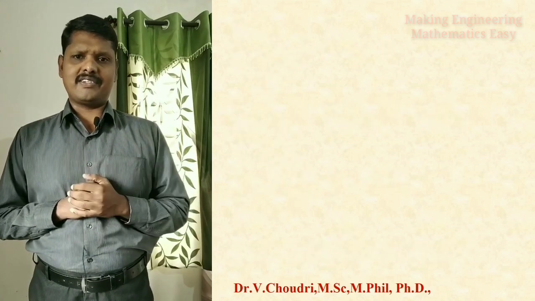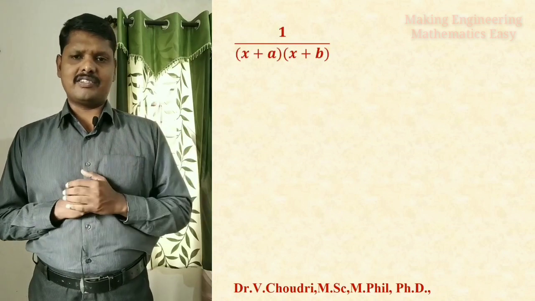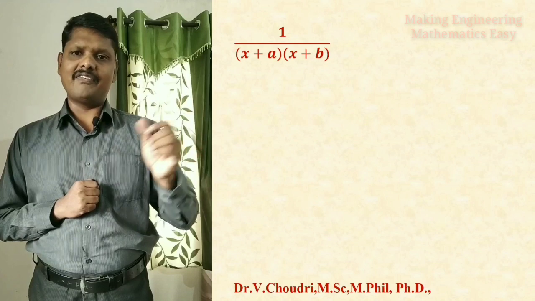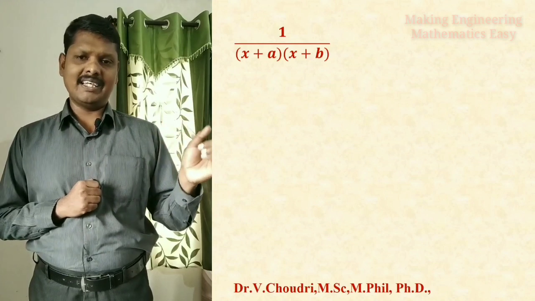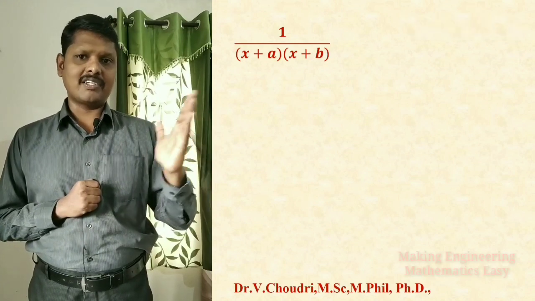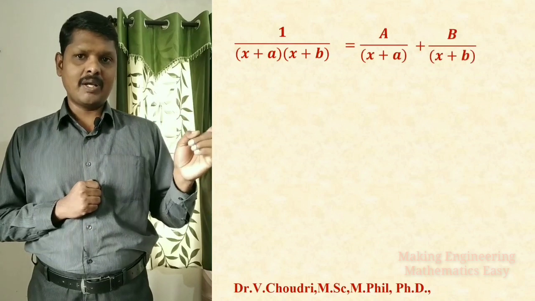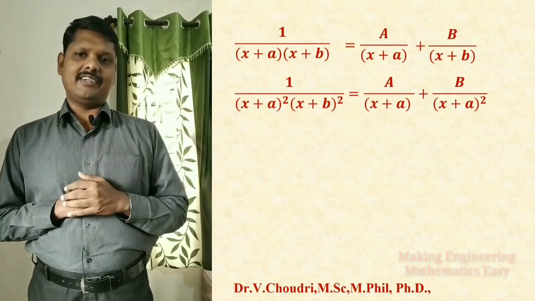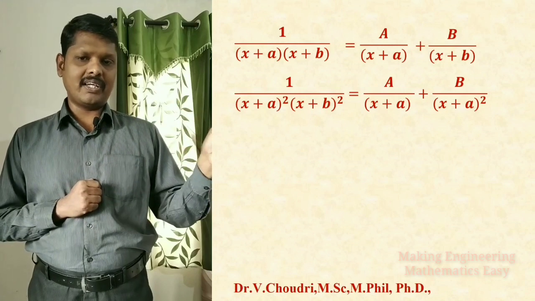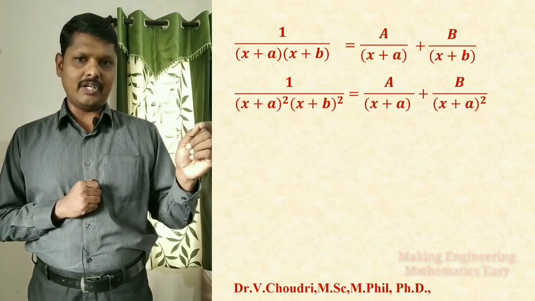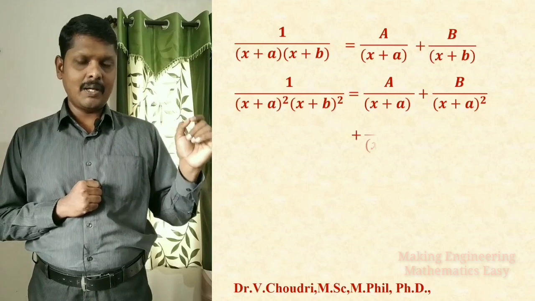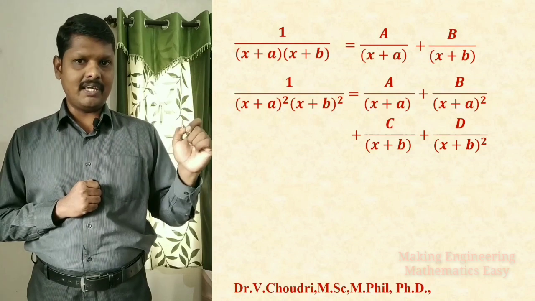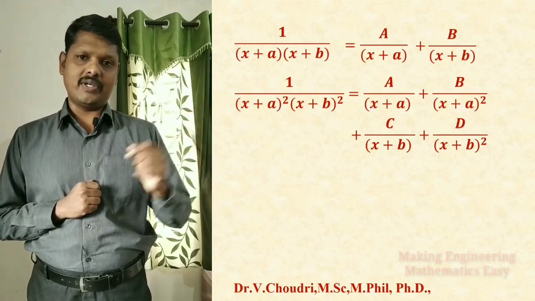So what is partial fraction? Start from the basic concepts. If the denominators are non-repeated linear factors, 1 by (x plus a) into (x plus b), see how we split this: A by x plus a plus B by x plus b. Second, repeated linear factors: 1 by (x plus a) whole square into (x plus b) whole square equals A by x plus a plus B by (x plus a) whole square plus C by x plus b plus D by (x plus b) whole square.